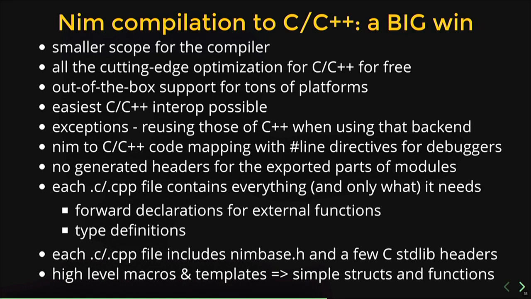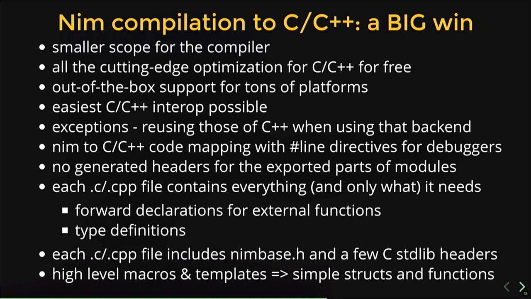So NIM compilation to C and C++ is a big win because of a few reasons. The scope of the compiler is reduced greatly because we end up leveraging all of the optimizations in GCC, Clang, and whatever. We also don't have to think about code generation and register allocation and whatever. It also gives us support for a bunch of platforms out of the box. And NIM is the language which has the easiest interoperability with C++ because it basically compiles to C++. And we'll see later how the two languages can talk to each other.